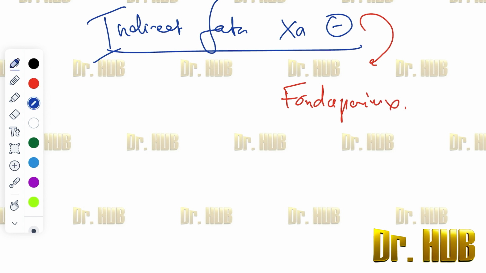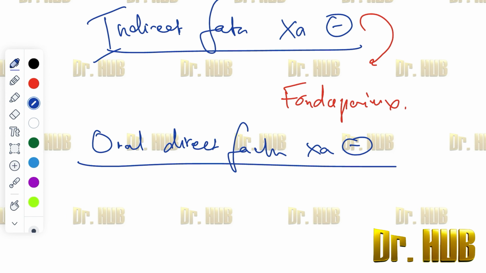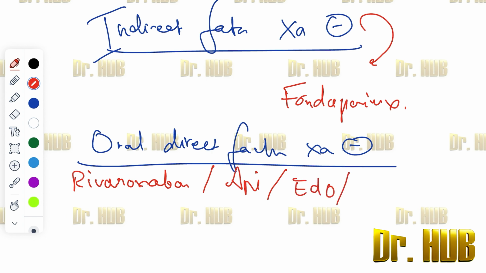Next is the oral direct factor Xa inhibitors. The oral direct factor Xa inhibitors are rivaroxaban, apixaban, edoxaban, as well as betrixaban. So what is common here? The Xa is common. So rivaroxaban. Next is apixaban, edoxaban, as well as betrixaban.